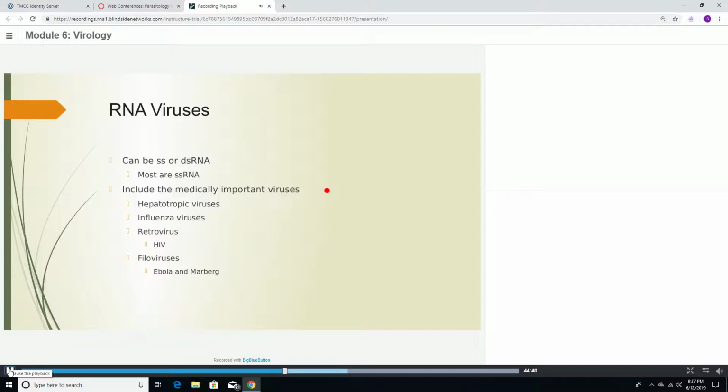There are some medically important viruses that are included in this family. This would include the hepatotropic viruses, so the viruses that infect the liver. We have influenza viruses, retroviruses, such as the HIV viruses, and the filoviruses, such as Ebola and Marburg viruses.